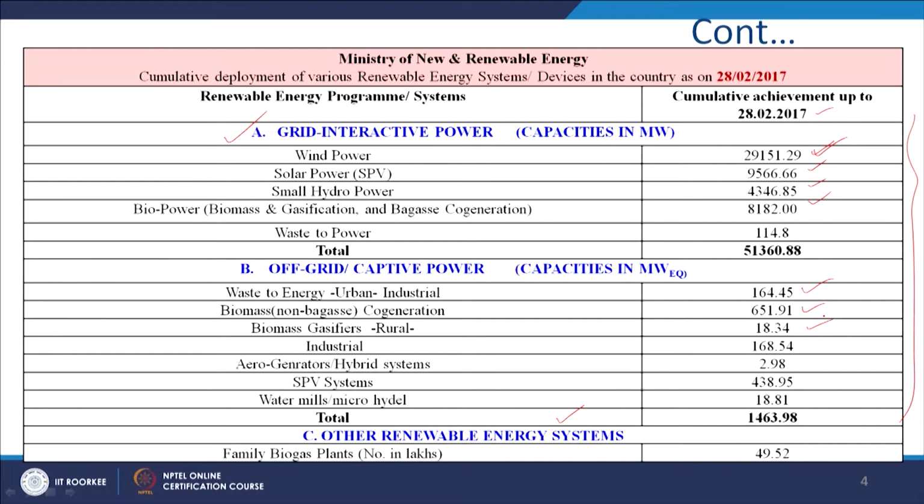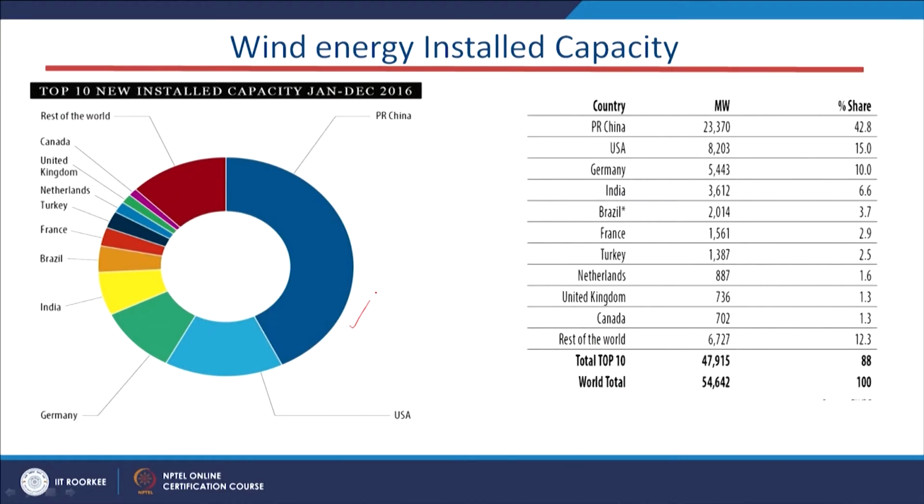The point we want to discuss here is that in India wind plays a major role as far as renewable energy sources are concerned. If you could see this pie chart, India stands in 4th position globally. China is first with a 42.8% share, the second is the US with 15%, Germany is third with 10%, and India has 6.6% globally. So India is the 4th largest wind generation country.